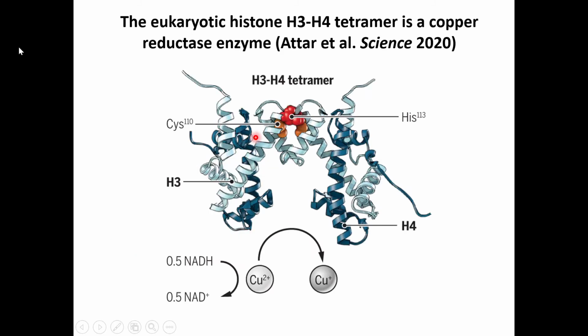Following this logic, we discovered that the histone H3H4 tetramer is an oxidoreductase enzyme that reduces copper inside the cell from a 2+ state to a +1 state. This finding has been reported just recently in Science, and so I refer you to this paper to learn more about the details of this project.